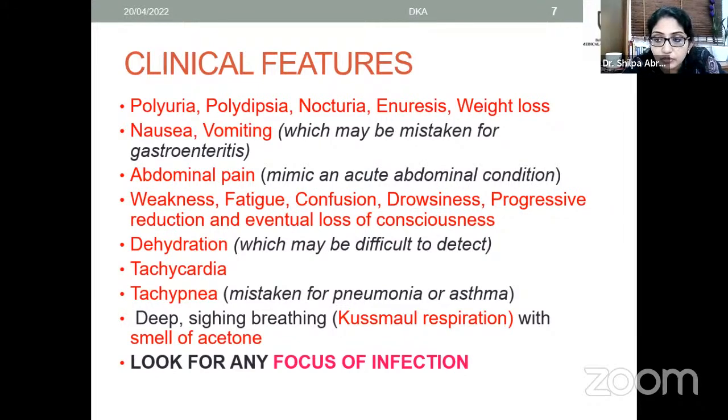So again, I asked you in the first slide, this child received about 2 liters of normal saline bolus outside. That is again a point which should make you think that there is some other pathology other than the DKA which is going on in this child. So this child is probably having a septic shock also, which has resulted in this child requiring so much of IV fluids. Okay.